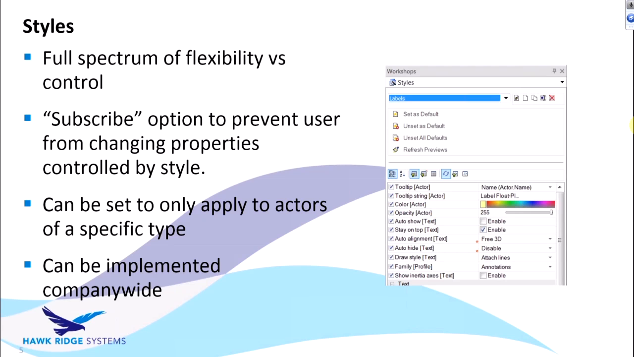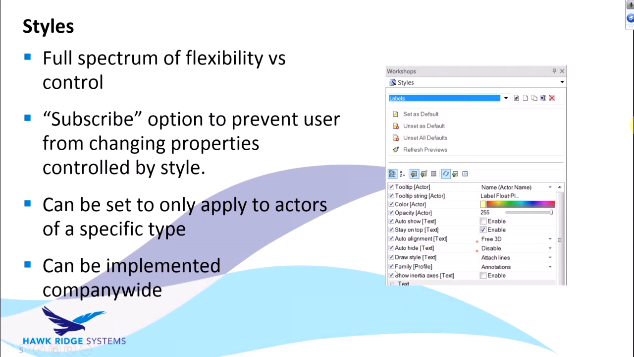And there's this other option where I can subscribe to a style, and a style that's subscribed to will prevent the user from changing any of the properties that are actually controlled by that style. Furthermore, styles, like I said, you can apply them only to actors of a certain type, and that is the family property. And also, styles can be implemented company-wide. So you can actually, let me show it.